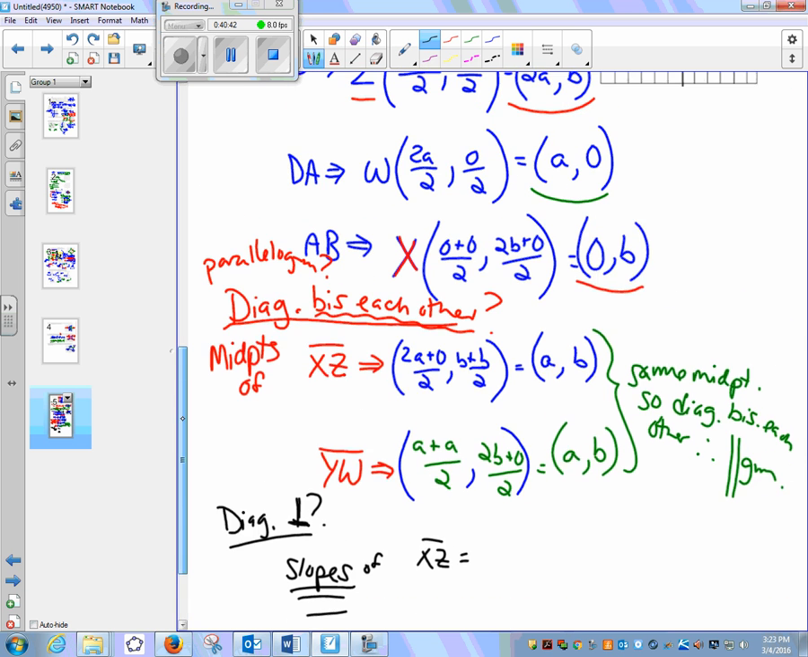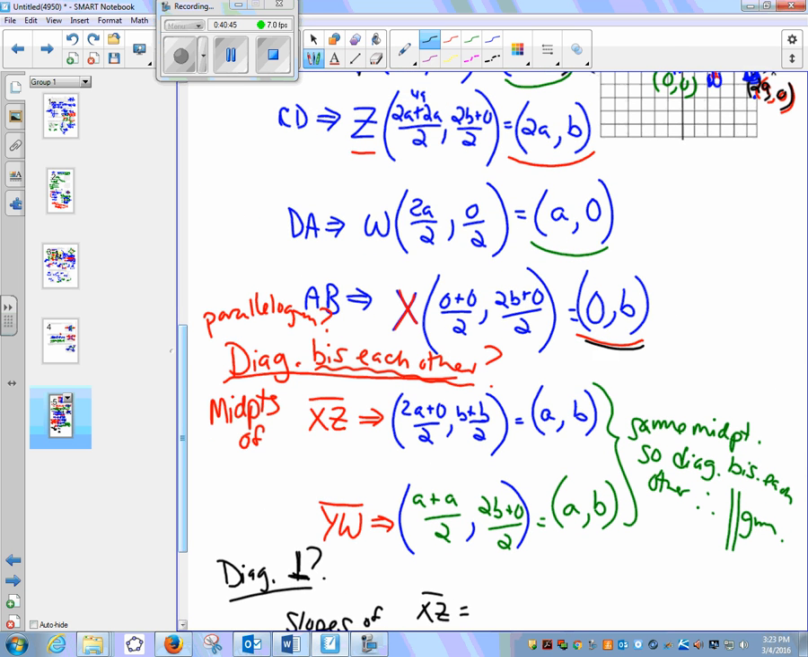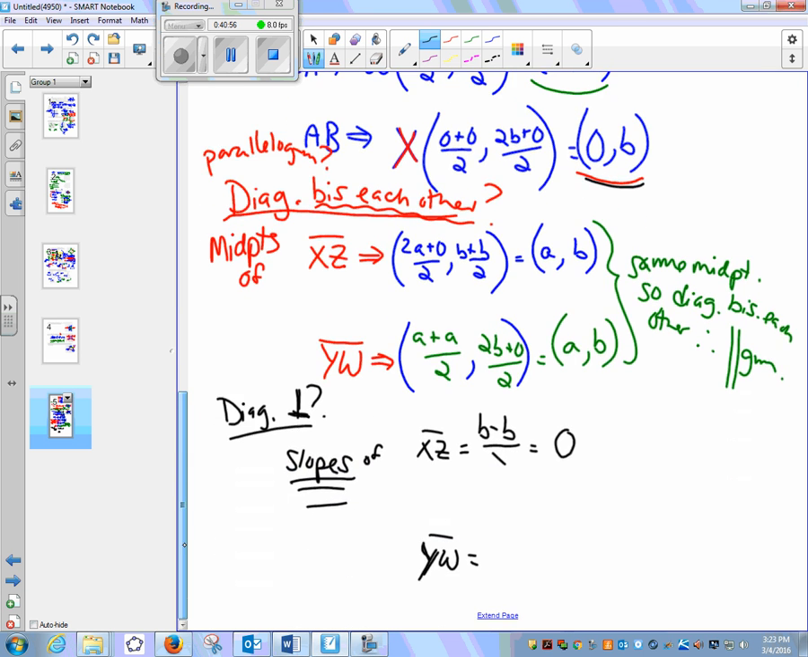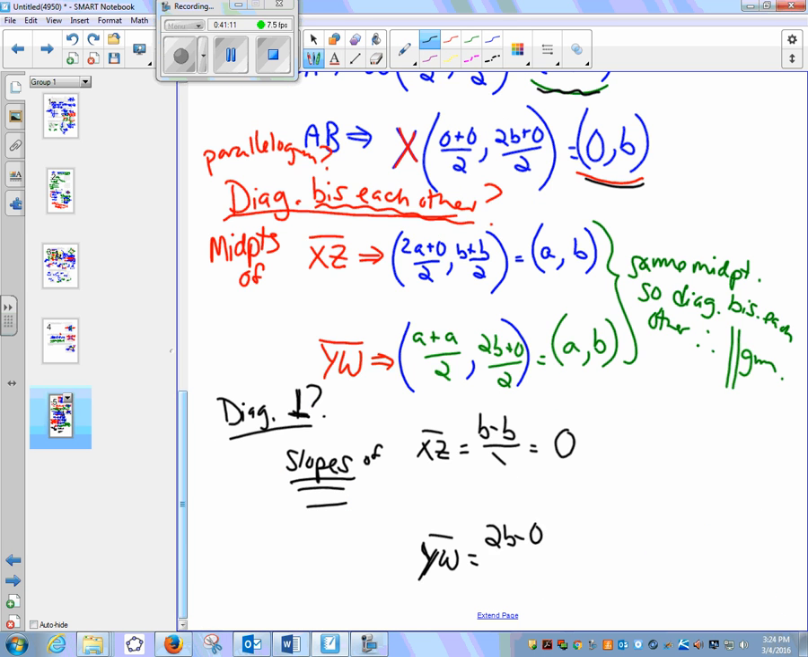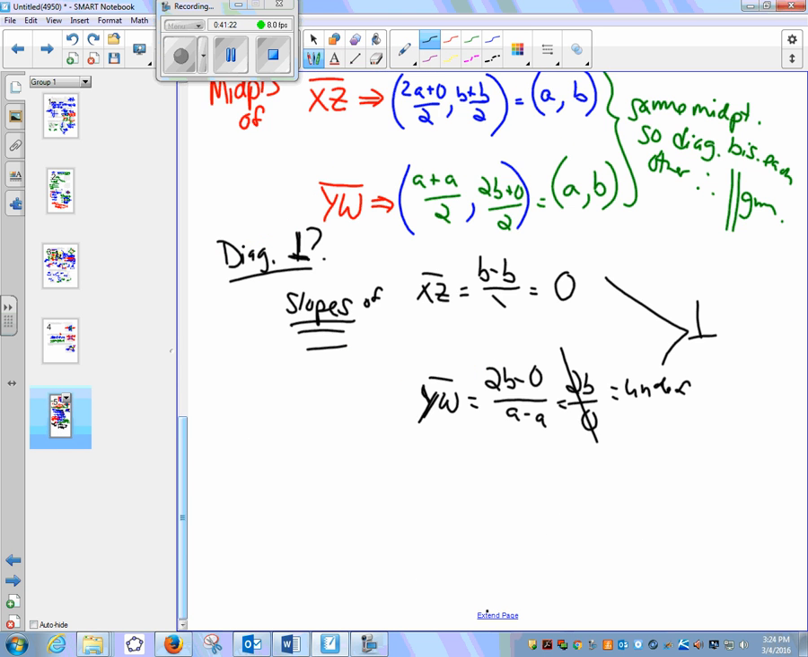All right, slope of XZ. Here we're using these again. Subtract the y's on top. We get B minus B over, it doesn't matter what it's over because this is 0. And then for the slope of YW, we've got Y and W. Subtract the y's on top, 2B minus 0 over A minus A. 2B minus 0 over A minus A, well, that's 2B over 0. This is undefined. And these are perpendicular. I know I didn't write very small here.